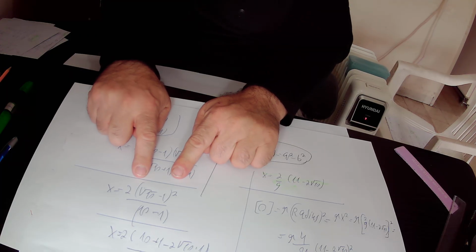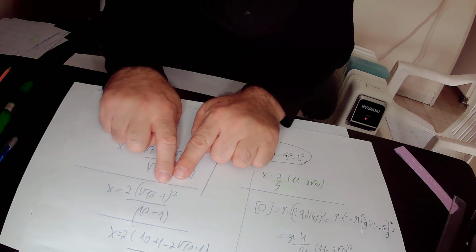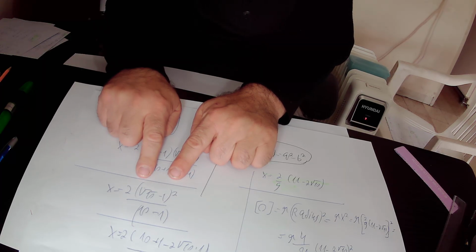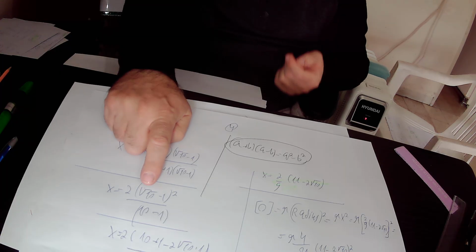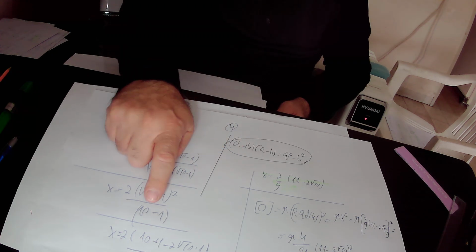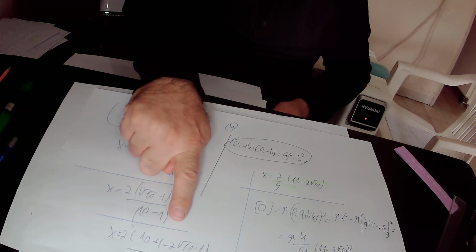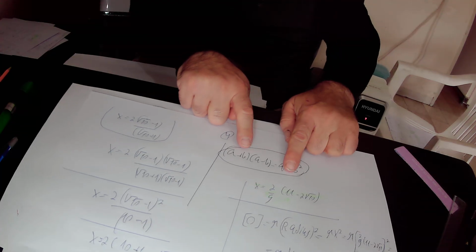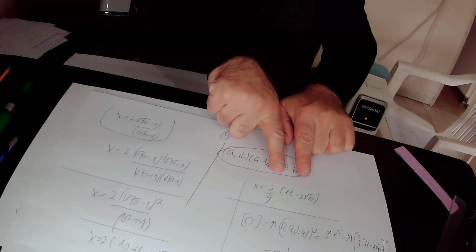We open the brackets of this expression. Square root of 10 minus 1 squared equals the square root of 10 squared, that is 10, plus 1 squared, that is 1, minus 2 times square root of 10. So x in total equals 2 over 9 times, inside the brackets, 10 plus 1 is 11, minus 2 times square root of 10. So in total we find that x equals 2 ninths times 11 minus 2 times square root of 10.